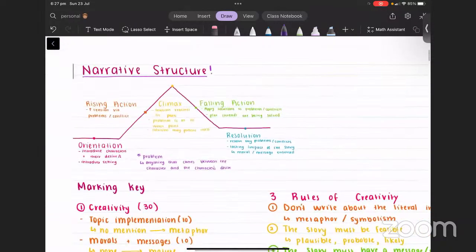And just a note is that the problem is anything that comes between the character and the character's desires. So if in the orientation your character was a new kid at school and all they really wanted to do was fit in, a big problem could be that they couldn't make any friends, or that they were being bullied. So you're directly contesting what you said at the start was your character's desire.